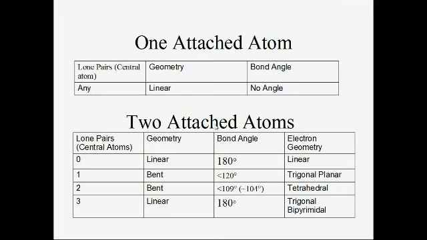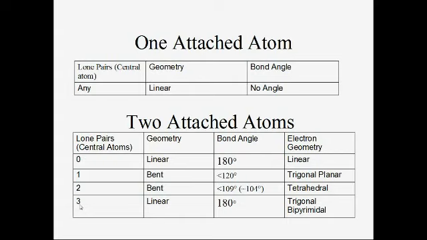If we have two attached atoms to the central atom, the geometry now depends upon how many lone pairs we have. We only have two choices with two attached atoms. We have three atoms overall. They're either going to be linear or bent, are the two choices. They're going to be linear when we have no lone pairs on it, or three lone pairs.